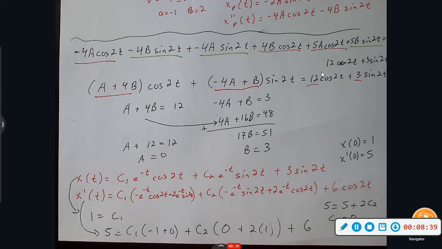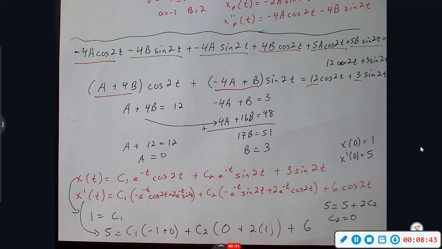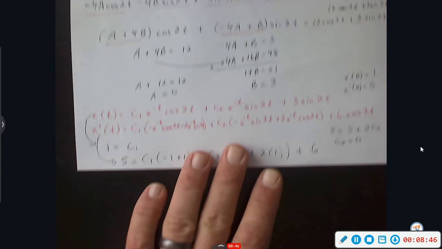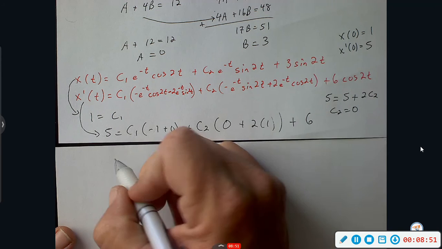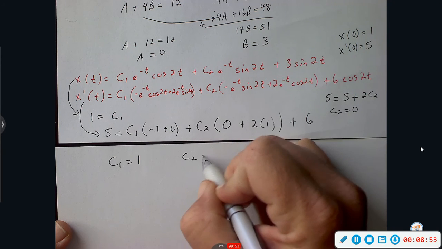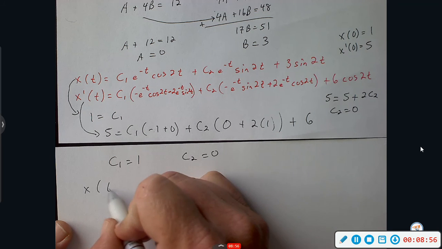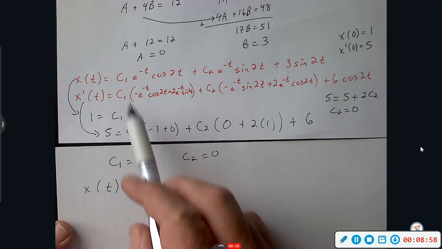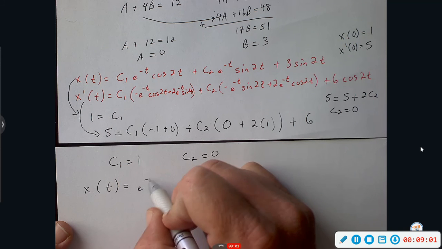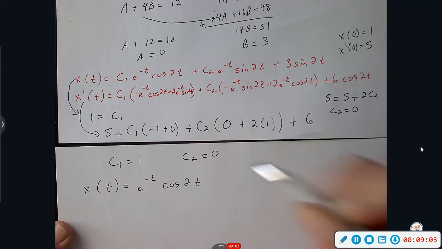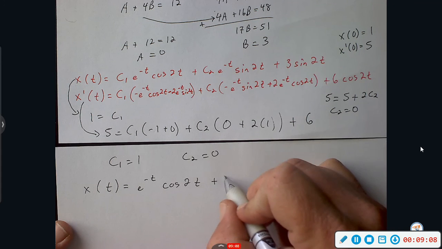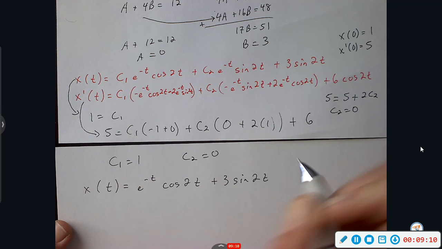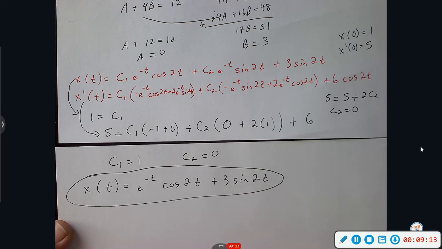So I think we're ready to write our final answer. And I just kind of move this up a little bit. So now we know c1 is 1, c2 is 0. Going back to our original equation, x of t, c1 is 1, so that's going to be e to the negative t cosine 2t. c2 is 0, that's going away. This is going to stick around. And that's your final answer.